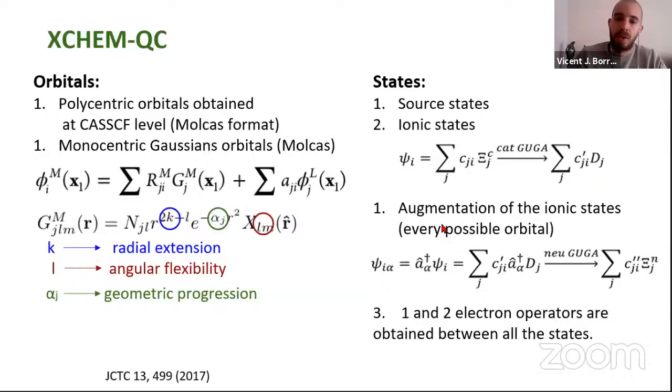So we augment each parent ion on every possible orbital, polycentric orbitals and monocentric Gaussians. And then we transform back from Slater determinants to configuration state functions with another Guga table obtained by Molcas. So at the end of the day, what we have at the end of the quantum chemistry part is all the one- and two-electron operators between all these states. The typical operators are overlap, Hamiltonian, dipoles, and whatever.